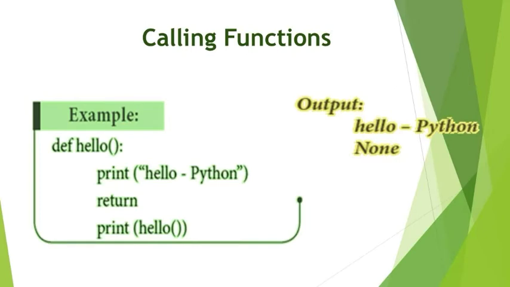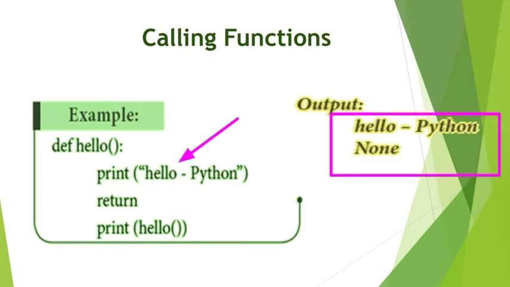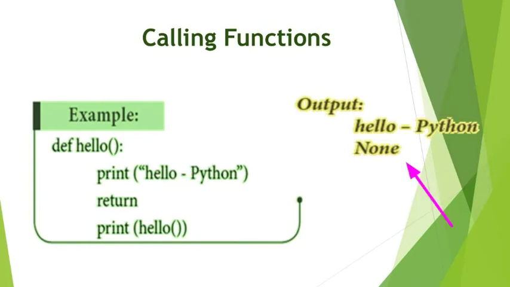So when you run this code, you will get the output hello Python, and see the return statement, no expression is given. If an expression is not given in the return statement, then you will get the output None for that statement, okay? So this is None. So you will get the output hello Python None.